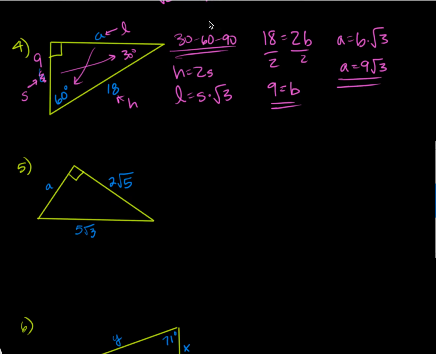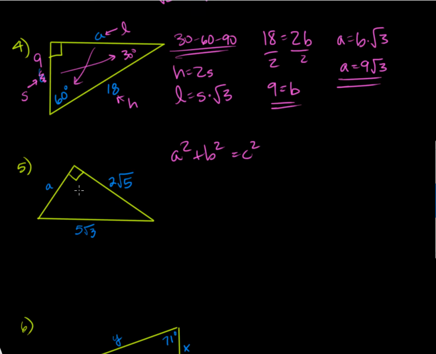In the next problem, you can see I have a right triangle, and I know two of the sides. A 2 root 5 for one of the legs, a 5 root 3 for the hypotenuse, and I'm looking for the other leg. Remember, when I know two sides of a right triangle, I can use the Pythagorean theorem, a squared plus b squared equals c squared, to find any missing side.